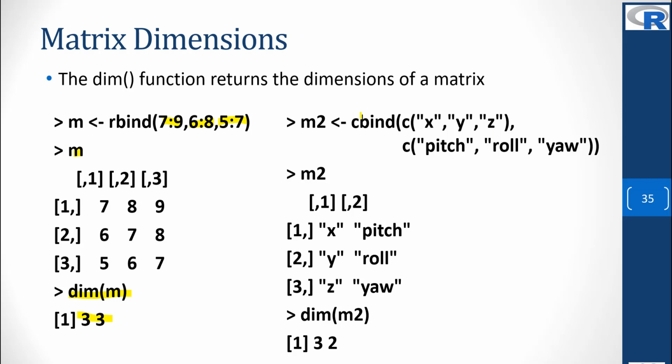In a similar fashion, we can use cbind. Now in this case, we are creating a text-based matrix instead of numeric, and we're using the columns with the vectors x, y, and z, and then pitch, roll, and yaw. And this is M2, and then we display it, and you can see X, Y, and Z. This is cbind, so it's a column orientation, and then pitch, roll, and yaw. And then we call the dim function with it, and we see it's a 3-row by 2-column matrix.